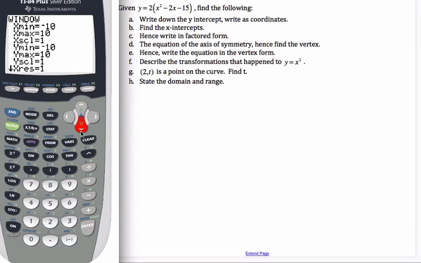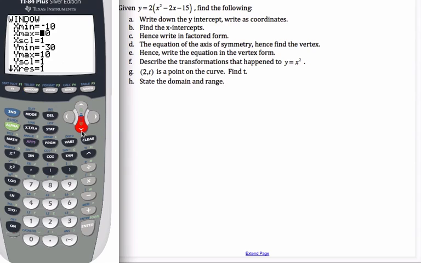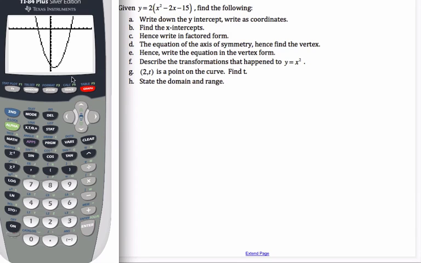Let's change it. And now it's just pretty much guessing. I'm going to change it to minus 30. Let me graph it then, and let's see where we are. I'm going to go a little bit further. Let's go further down. Let's change it to minus 35 and see what we have there. Okay, so we see the whole parabola.